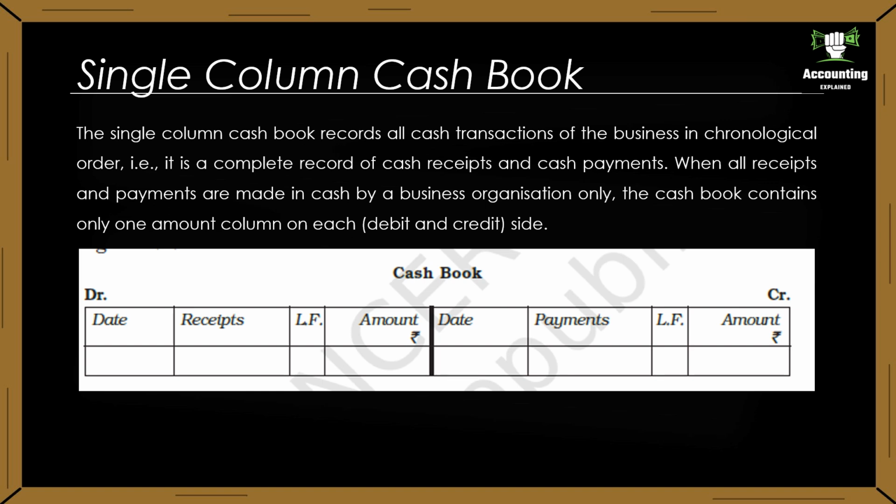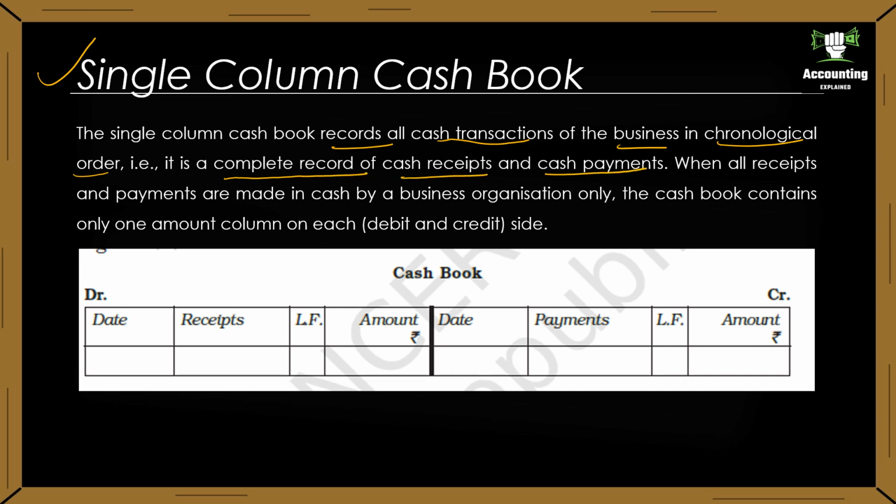Now we are going to see single column cash book. In this video we are going to cover single column cash book. Single column cash book records all cash transactions of the business in chronological order. You know now what is chronological order, that is date wise. That is, it is a complete record of cash receipts and cash payments.